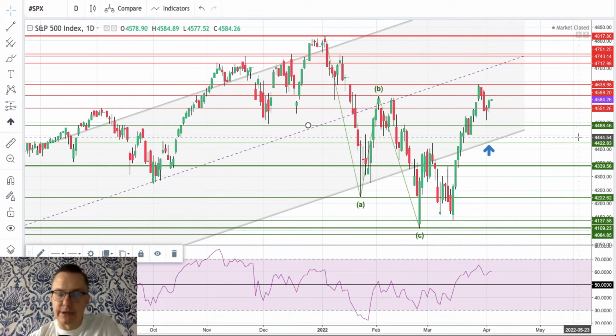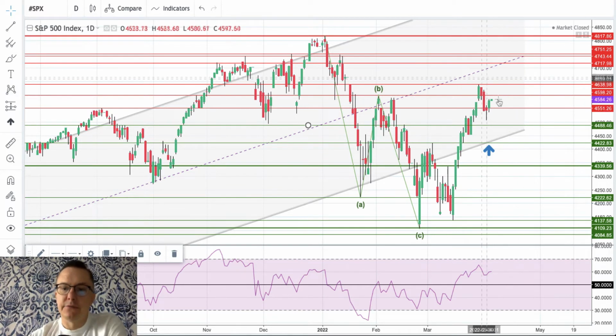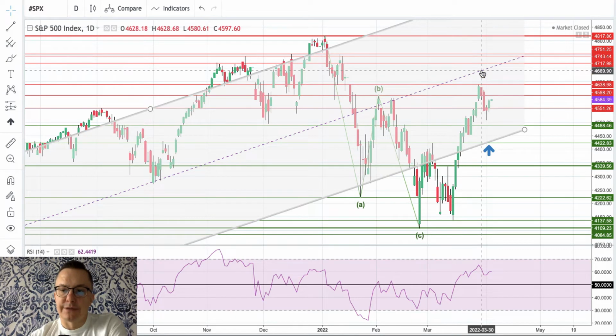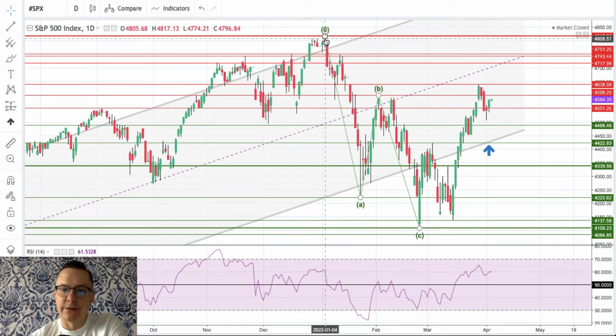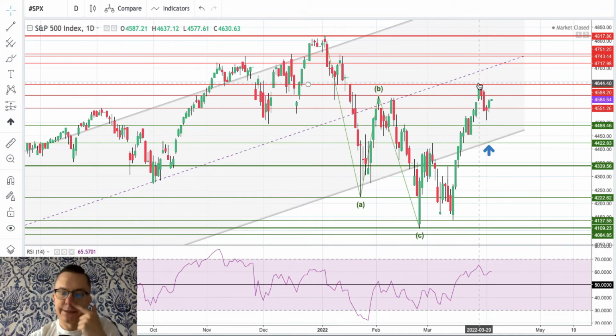and this level now will be the technical support, 4,488, and if we break above 4,638, which is the high here from March 2022, we can surely approach 4,743 and then the all-time high at 4,817. So this ABC correction is done, and this starts to look more and more like an impulsive wave to the upside. Okay, so right now, because of the increase of the volatility, we broke out of the channel, but then we came back very quickly back to the channel.